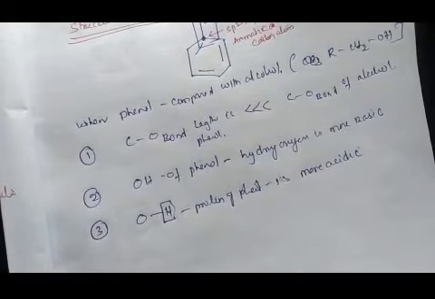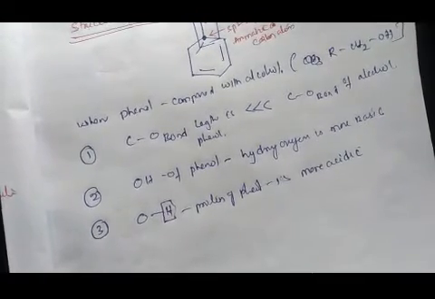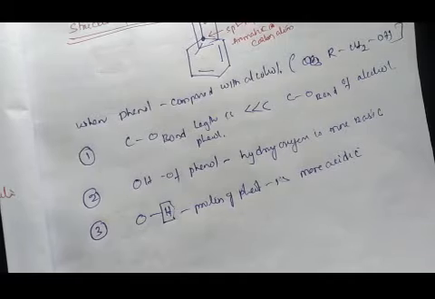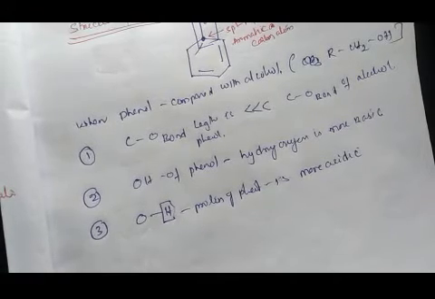So alcohols and phenols seem to be similar, but they are not at all similar with respect to their chemical and physical properties. The CO bond length of phenol is much less than the CO bond length of alcohol, the hydroxy oxygen is more basic for the phenol over the alcohol, and the proton of a phenol is more acidic than the alcohol.